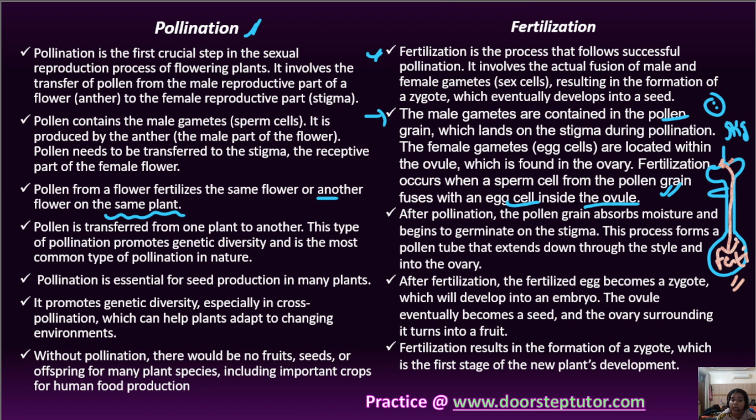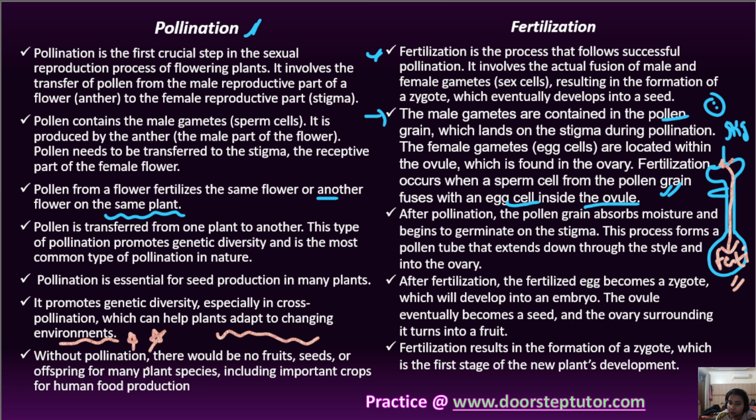Now let's talk about how pollination promotes genetic diversity in the case of cross pollination that we have covered, and it basically helps the plant adapt to the changing environment. That's why cross pollination is preferred in nature. This is the significance of pollination: without pollination, there would be no fruit, no seeds, and no offspring for many plant species. It also includes important crops for human food production.